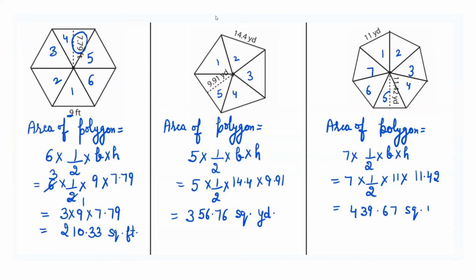439.67 square units. So this is how you can calculate the area of polygons if you can divide them into equal triangles.